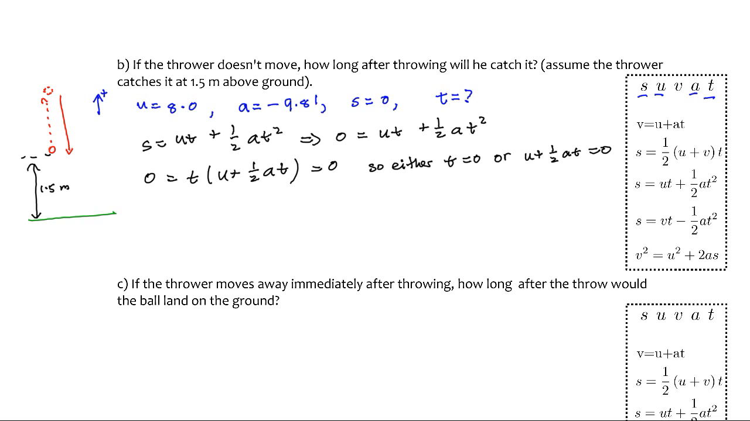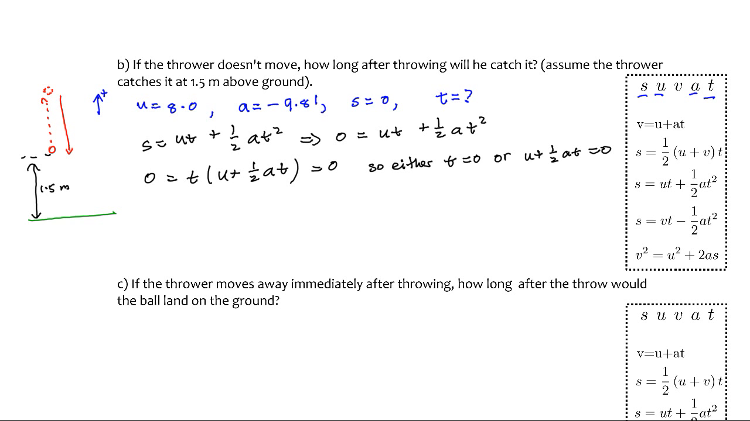Now t is equal to 0 is right at the beginning, and of course this makes sense because right at the beginning, when you throw it, the displacement is 0. The ball hasn't moved at all yet. But this is not the result we are interested in. We are interested in this part, and when I solve this equation for t, that will give me the time when the ball is once again at 0 displacement, and that is the time I'm interested in.